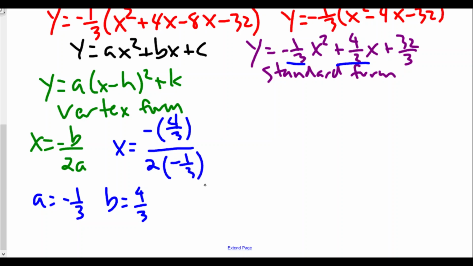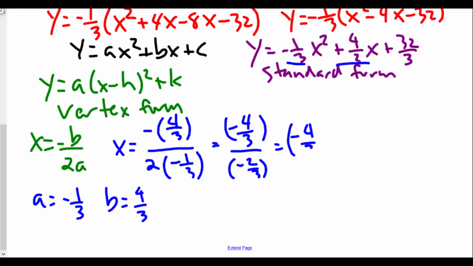Now, this gives us negative 4/3 divided by negative 2/3. When you divide fractions, you basically keep the numerator the same, and you multiply by the reciprocal of the denominator. So the negatives divide out, and we get x is equal to really 12/6, which is going to be 2. So this is our axis of symmetry.